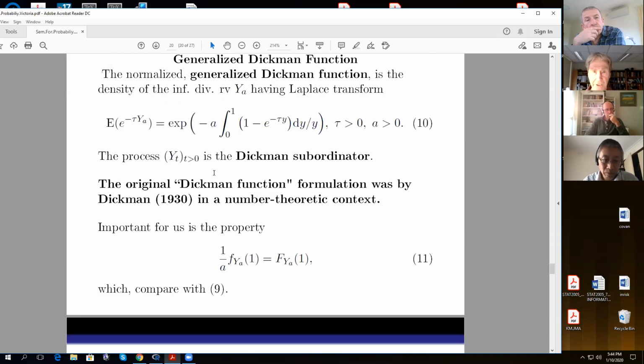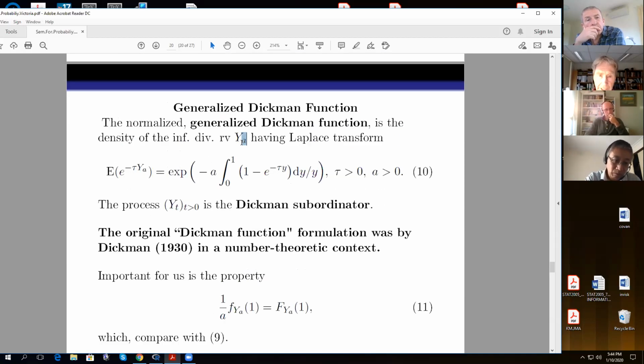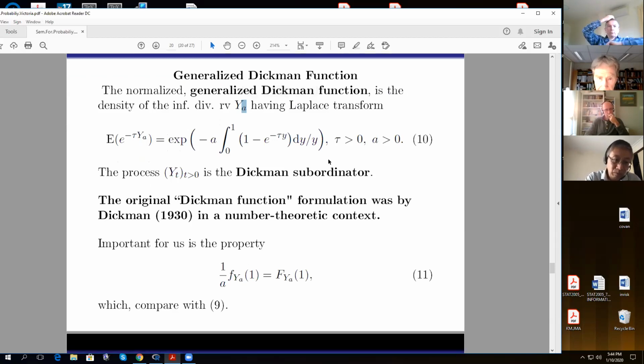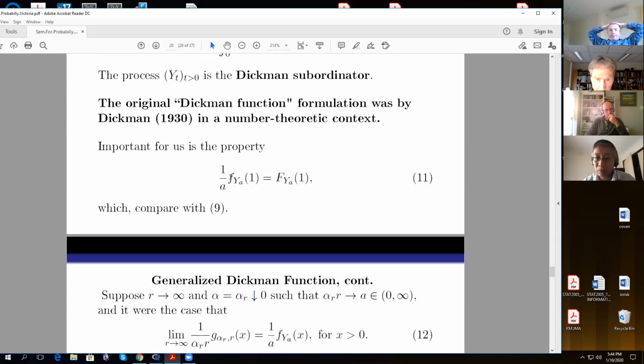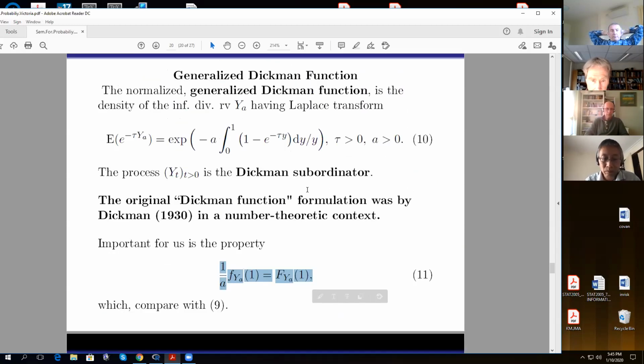so the generalization here refers to the fact that we have an extra parameter A in here. If I took A equal to 1, then I would have the original Dickman function. So again, we have the density of this subordinator. Here it's evaluated at 1 on A constant. And here we have the CDF of that subordinator evaluated at 1. And they happen to have this property. Now, here's the magic connection.